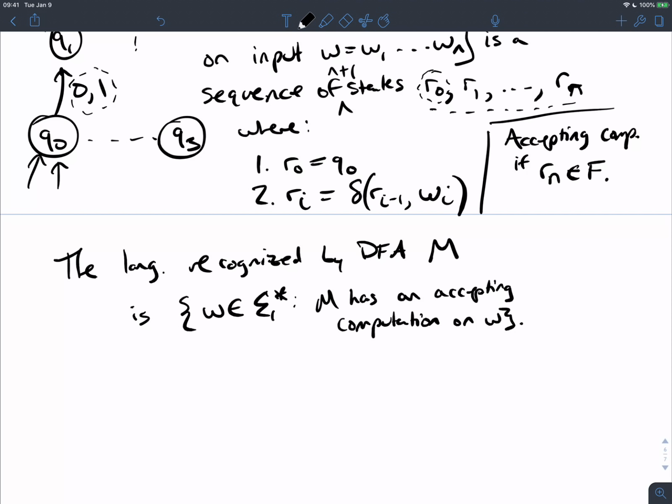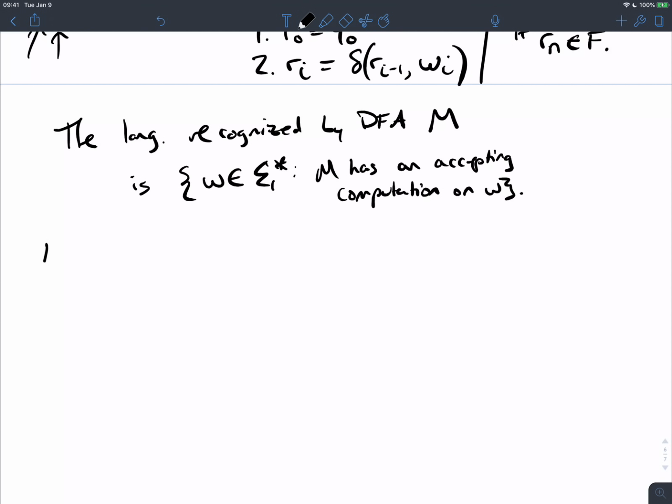So what you might expect is the language of M is just the set of all strings that it accepts that land in a final state. So it's very analogous to Turing machines. And we say that language L is regular if some DFA recognizes it.